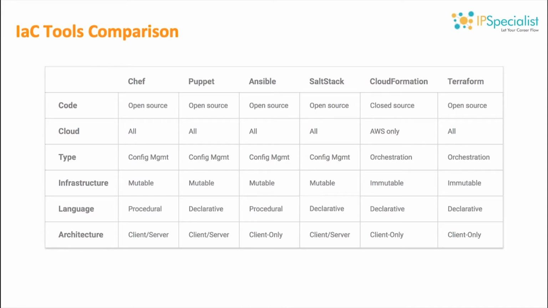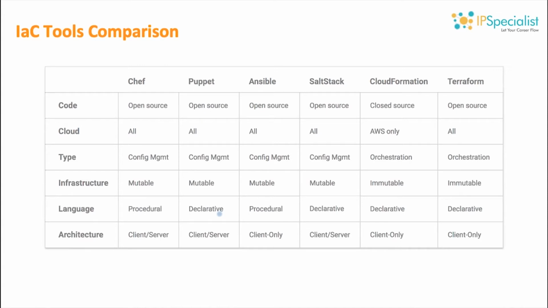Now, in terms of infrastructure, the configuration management tools are mutable, and the orchestration tools presented here are immutable. Now, in terms of the language, some of them are procedural and some of them are declarative.